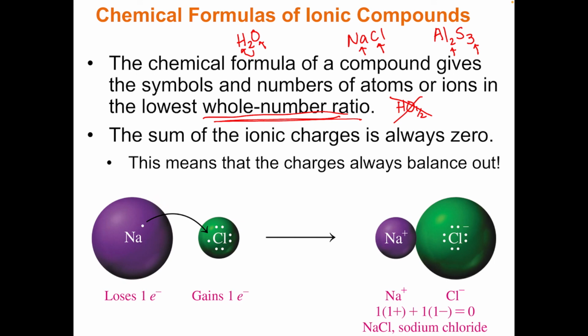Okay. The sum of the ionic charges is always 0. Okay. That means that the charges will always balance out. We're always going to make sure that our positives equal our negatives to get an overall charge of 0. So here, when sodium gives its electron to the chlorine, it forms Na+, and chlorine forms Cl-. But that 1+ is added to that 1- to get an overall charge of 0. If we had 2 sodiums and only 1 chlorine, then they wouldn't balance out because you would have 2 positives and only 1 negative. So our positives and our negatives will always be equal when we're forming ionic compounds.